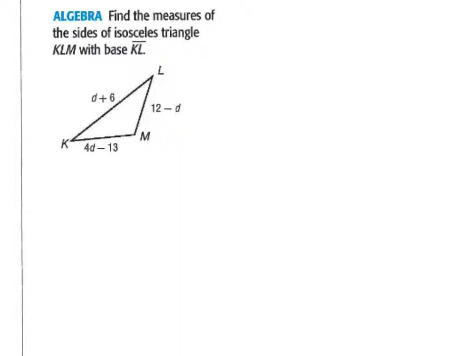This example is for lesson 4.1. Example 5. Find the measures of the sides of the isosceles triangle KLM with base KL.